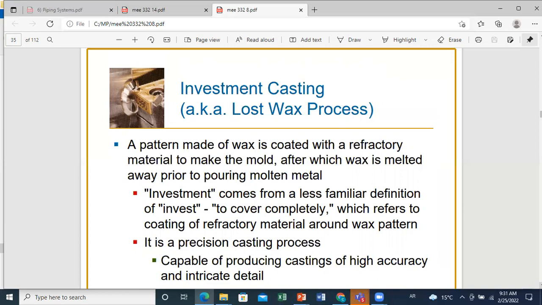So the term investment comes from a less familiar definition of invest, which is to cover completely, because the idea is to cover your material completely around a wax pattern. And this is a very precision casting process. It is capable of producing castings of high accuracy and intricate details. Now we'll see what the different steps of this process are.